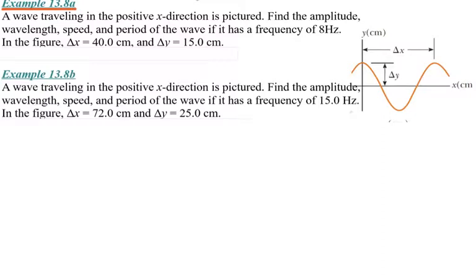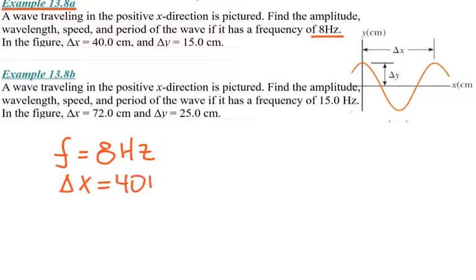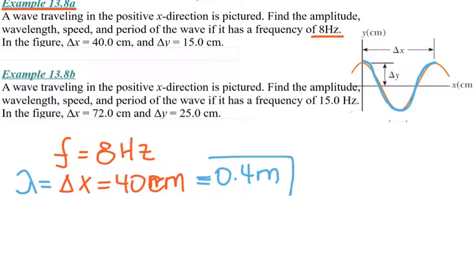So here I have a wave traveling in the positive x direction as pictured. Find the amplitude, wavelength, speed, and period of the wave if it has a frequency of 8 Hertz. So the frequency is given. So I'm going to write that the frequency is 8 Hertz. And in the figure, the delta x is 40 centimeters. So delta x is 40 centimeters in this picture. And I know that from the crest to the crest is the wavelength. So that is actually my wavelength. So that is 0.4 meters. So the wavelength is 0.4 meters.